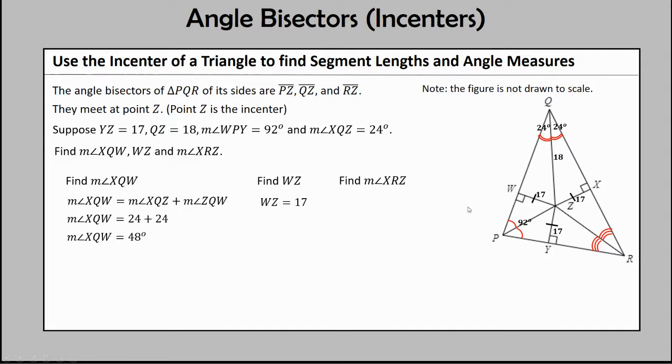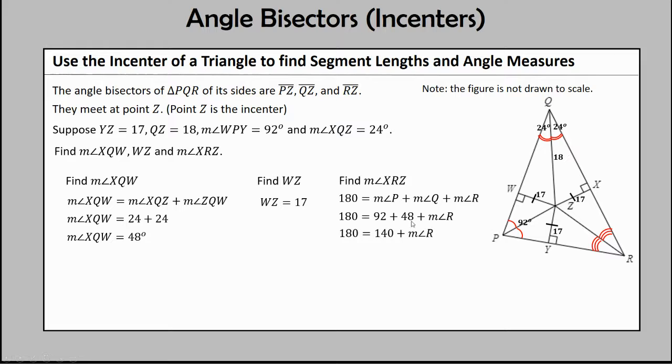We know that angle P plus angle Q plus angle R has to equal 180 because they're the three angles of a triangle. I know angle P is 92 because they told me that. We just figured out that angle Q is 48. That's what we did first. So now that's going to let us find angle R.